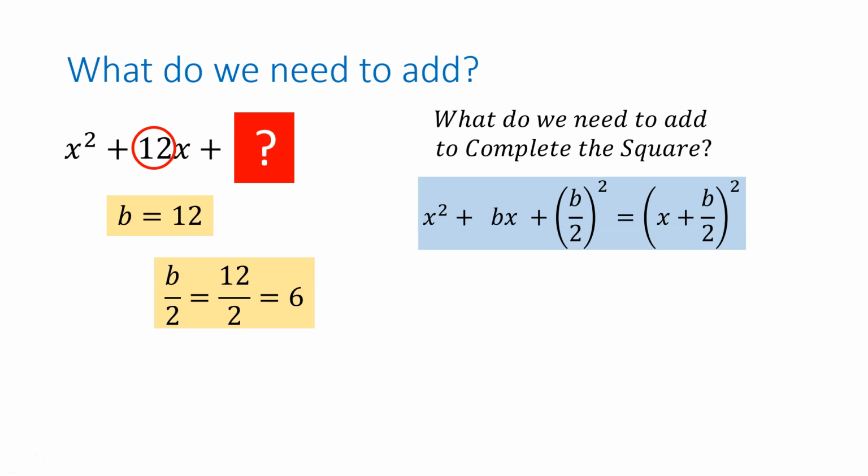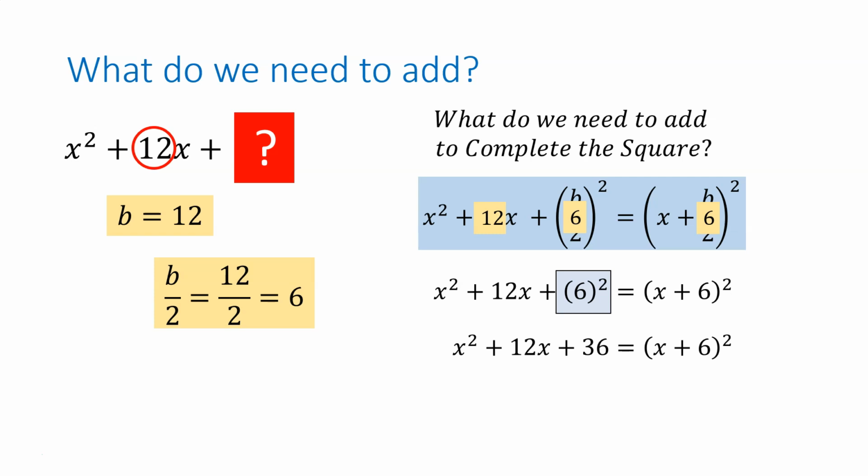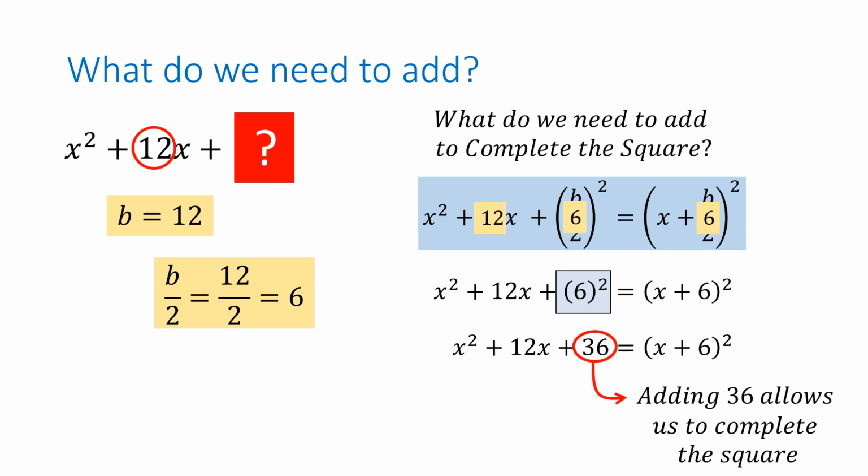We plug into the pattern b equals 12 and b over 2 equals 6. We get the equation x squared plus 12x plus 6 squared equals x plus 6 in parentheses squared. 6 squared is 36, and so we get x squared plus 12x plus 36 equals x plus 6 in parentheses squared. From this equation, we can see that if we add 36, we will complete the square, and we can write the expression as a perfect square, x plus 6 in parentheses squared.